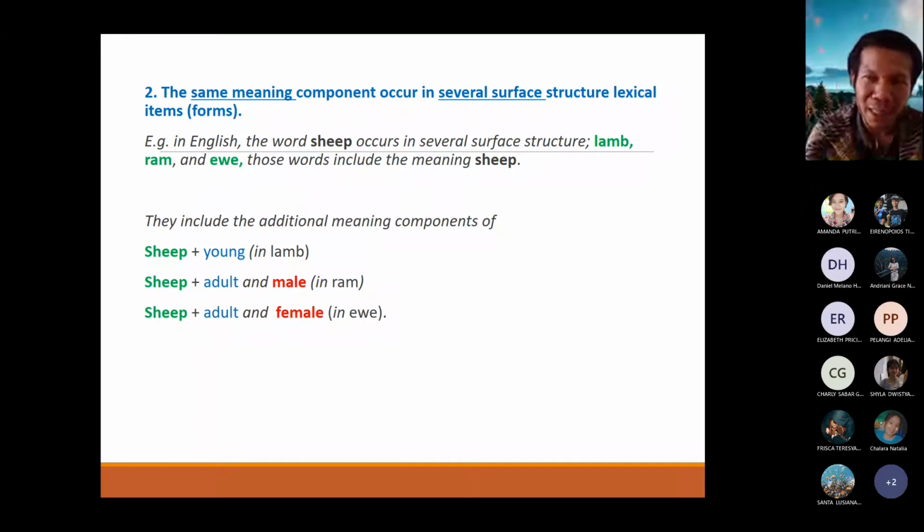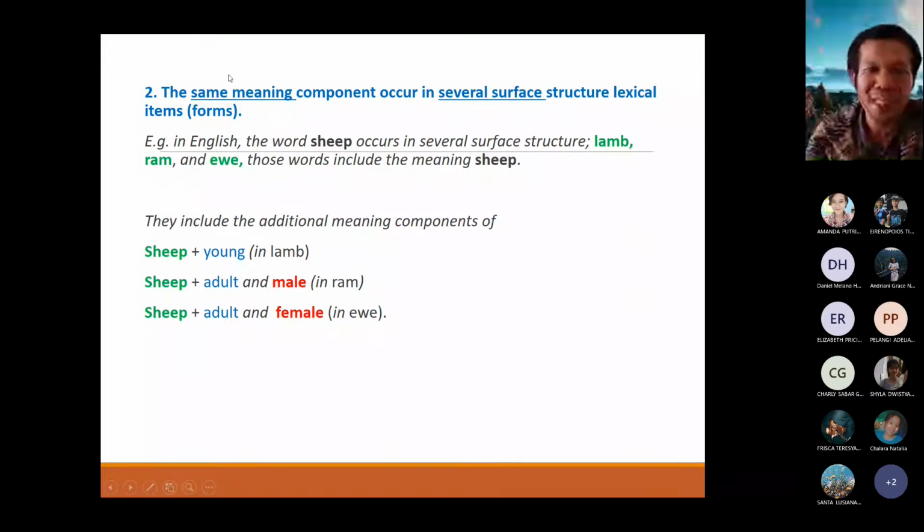Even though the meaning is in general not very different, because lamb is the young sheep, an adult male sheep we call ram, and an adult female sheep we call ewe. But in general, sheep is translated in Bahasa Indonesia into sapi, right? But in English, the source language text, the native speakers of English have specific meanings for sheep. So they have three words for the meaning of sheep: lamb, ram, ewe. But in Bahasa Indonesia, we only translate into one word.